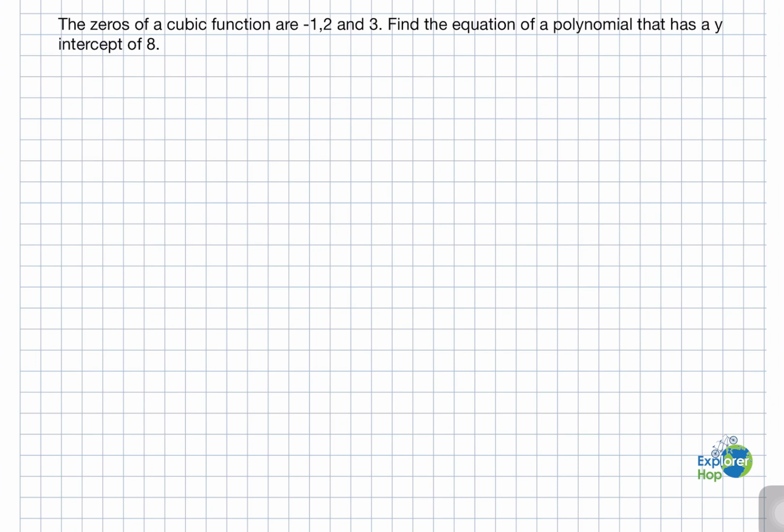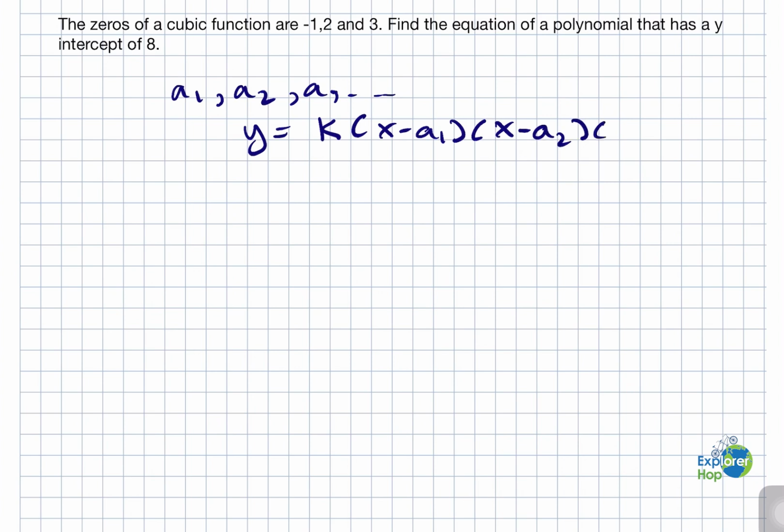So we have learned from the lesson that a family of polynomial functions with zeros a1, a2, a3, and so on can be represented by a general equation of the form y = k(x - a1)(x - a2)(x - a3) and so on. So we will just use this as a reference to solve this.